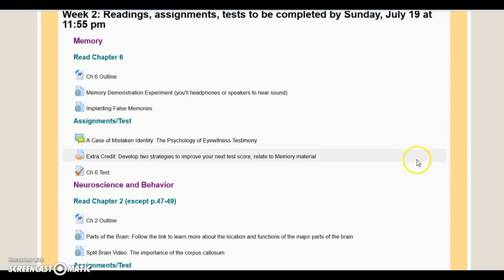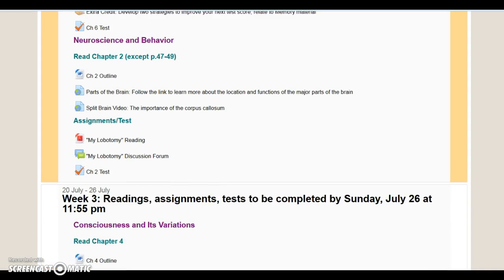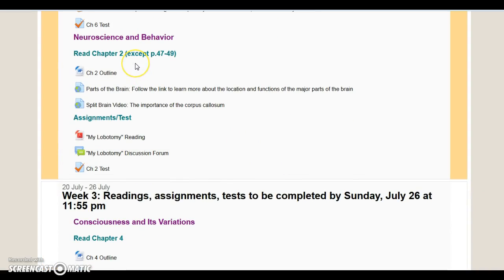Once you finish those, you'll take the test. And then for chapter 2, again, you'll read the chapter. Note that there's a few pages of the material that you can skip in the chapter. I also have a link to a neat website that helps you learn more about what each part of the brain does, and a video illustration that demonstrates the importance of the corpus callosum.